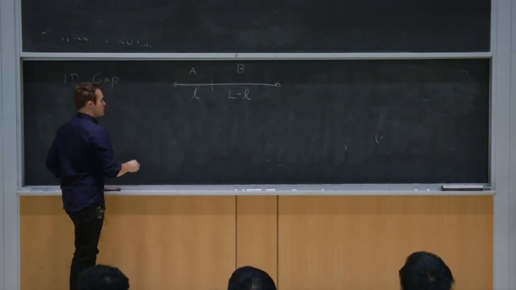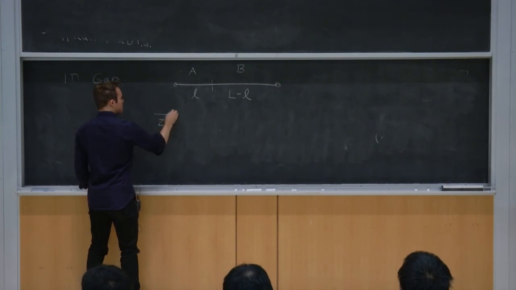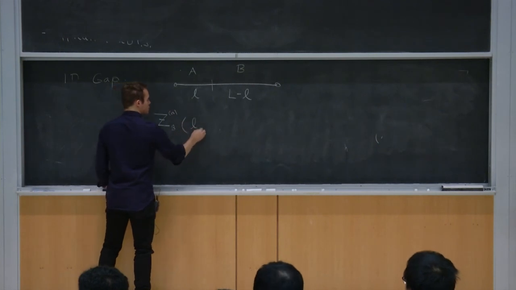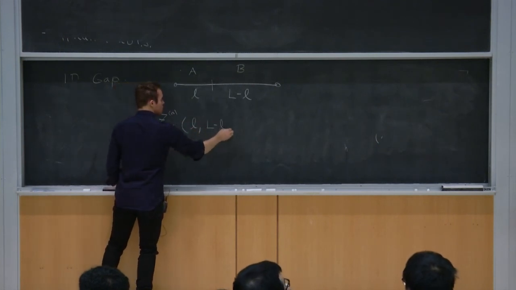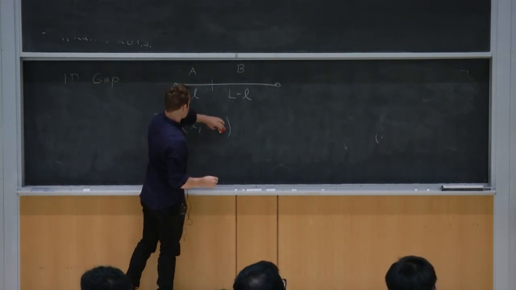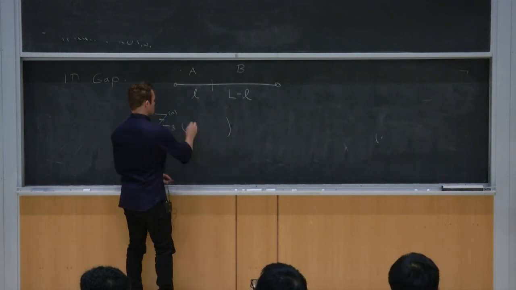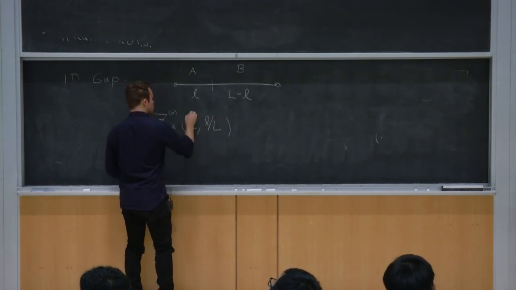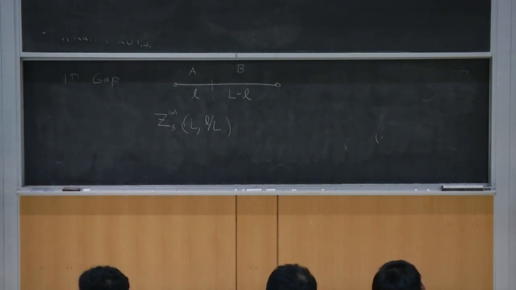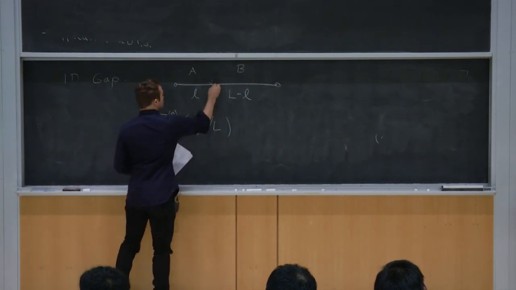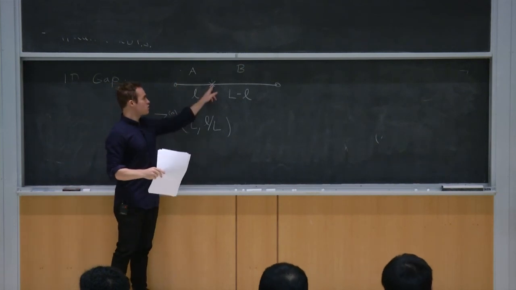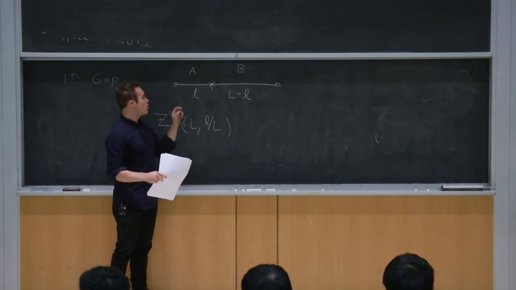So L is the total size of the system, and I can ask what is Z_n, region B, which now depends on two parameters, l and L minus l. But actually, I'm going to write it as L and l over L. So now in this case, this is like a one-point function, because I've only inserted this cut. There's only one of them.